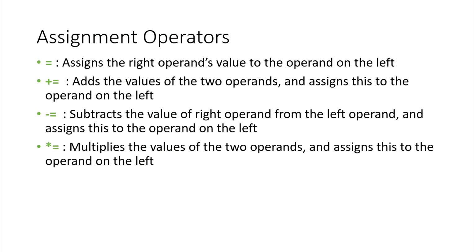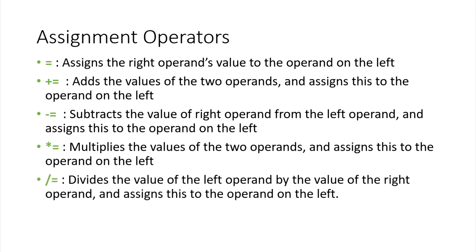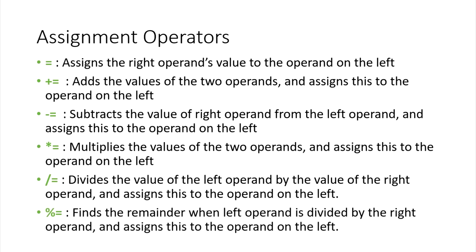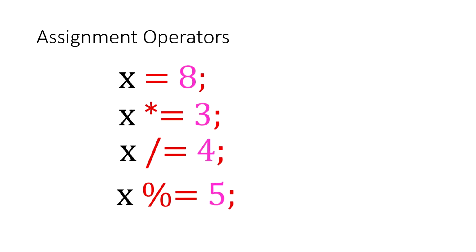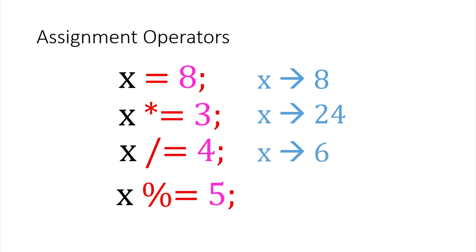The asterisk and the equal to operator obviously multiplies the operands. The backslash and the equal to operator divides the left operand by the right one. The percentage and equal to operator calculates the modulus when the left operand is divided by the right operand. Thus, in this example, x is first set as 8. Then we multiply 8 with 3 and assign 24 to x. Then we divide 24 by 4 and assign 6 to x. Now the modulus operator acts on x, which is 6. 6 modulus 5 is 1. So x is assigned as 1.